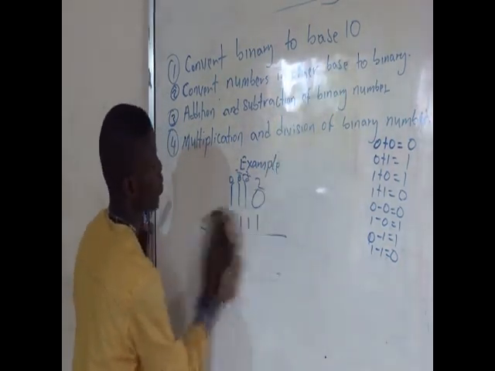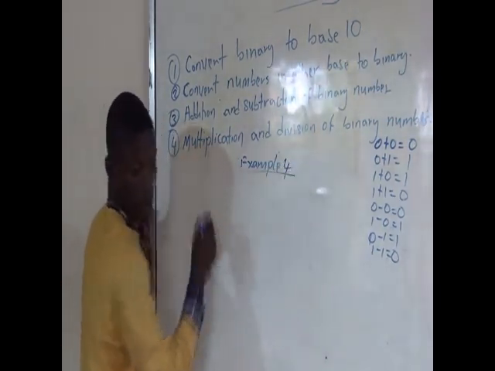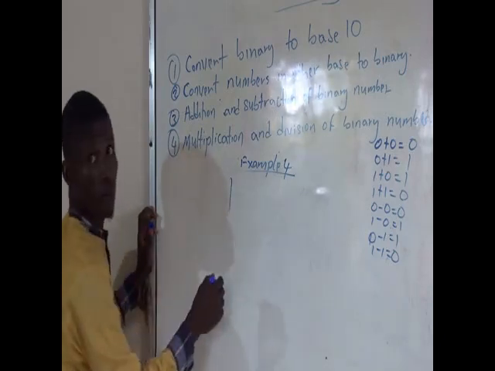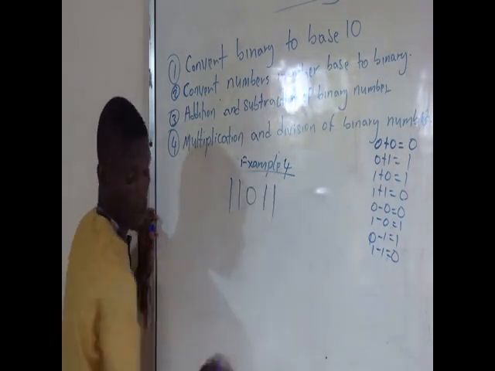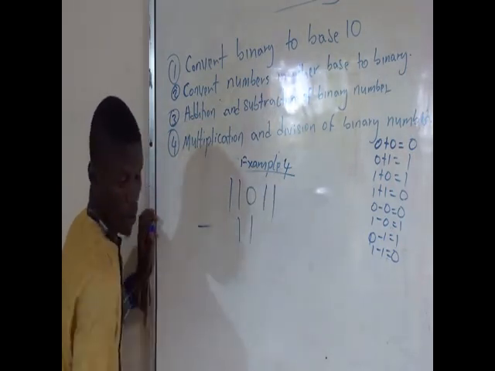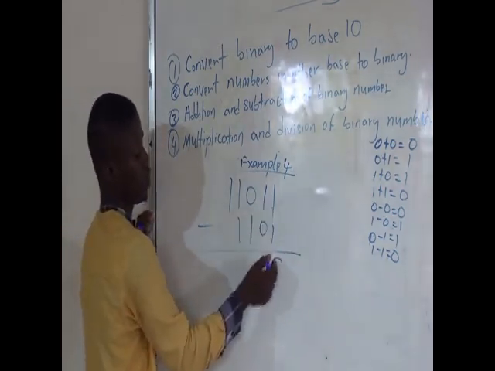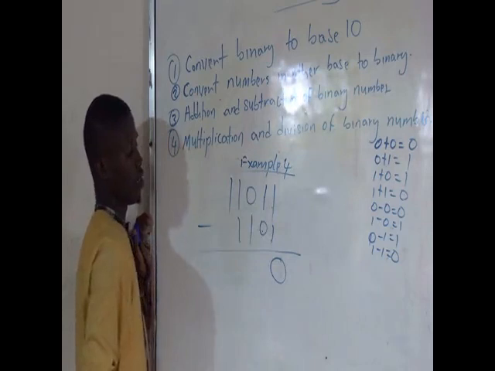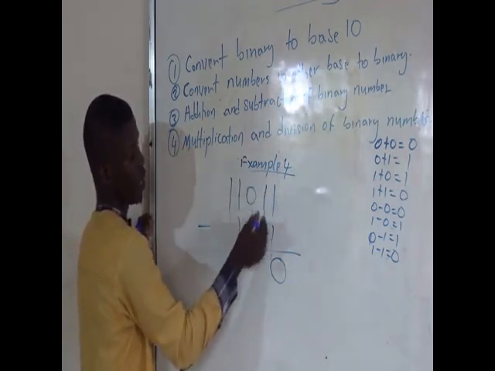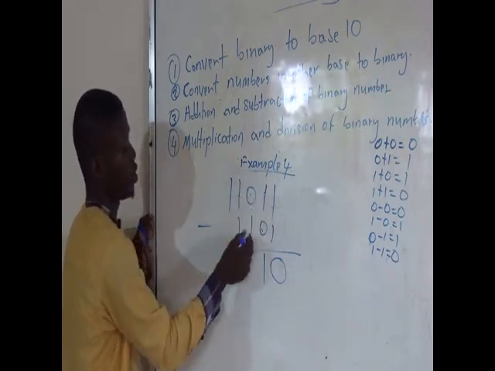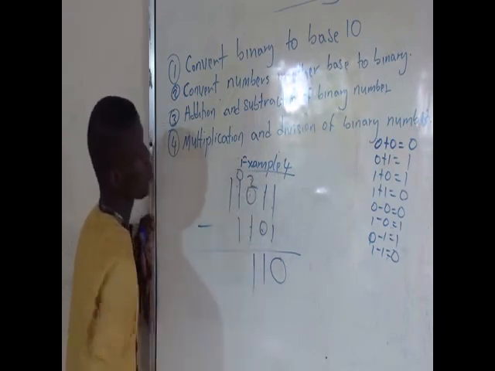Example 4. 1, 1, 0, 1, 1 minus 1, 1, 0, 1. This minus this is 0. This minus this cannot. I'll borrow from here. This minus 0, sorry, is 1. This minus this cannot. I'll borrow from here to put here, give me 2, here remains 0. 2 minus 1 is 1.